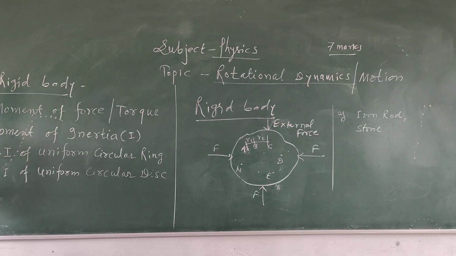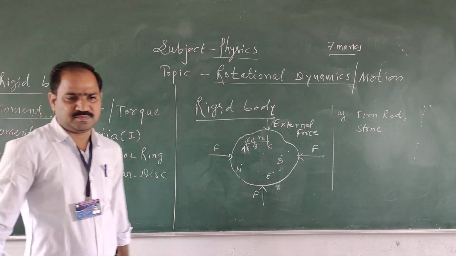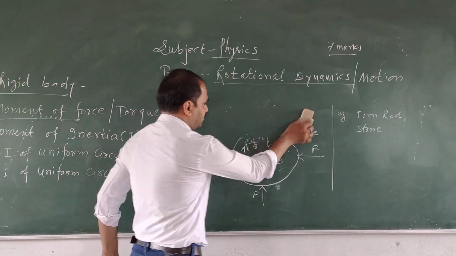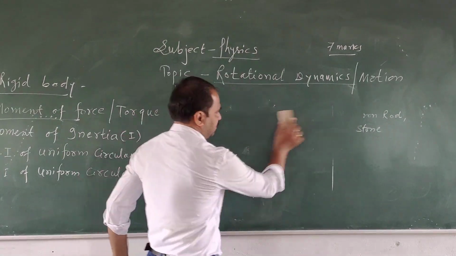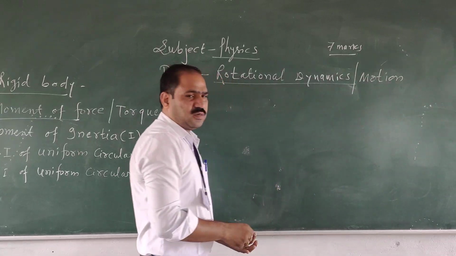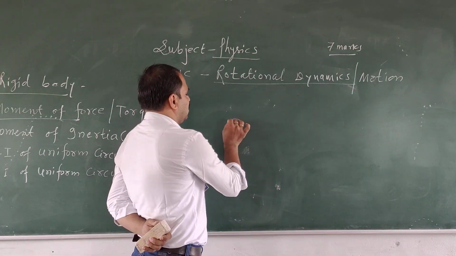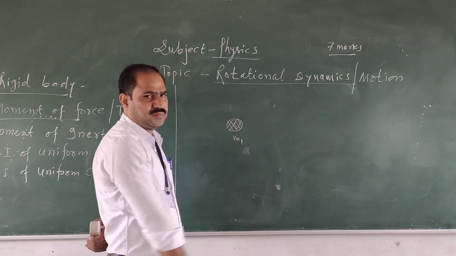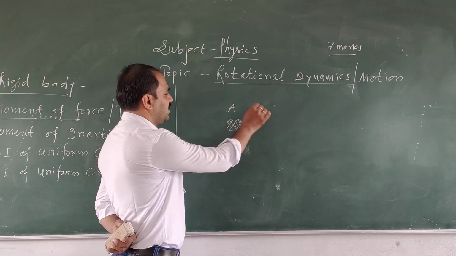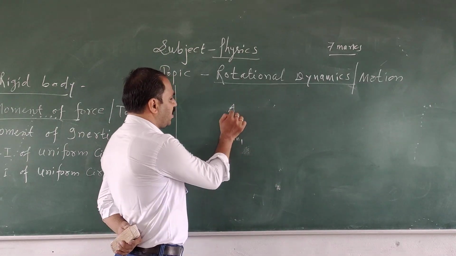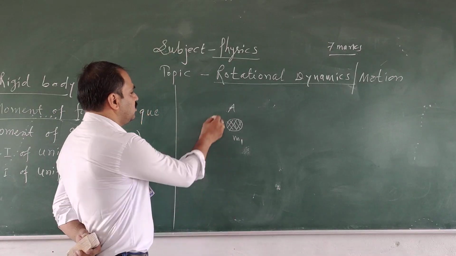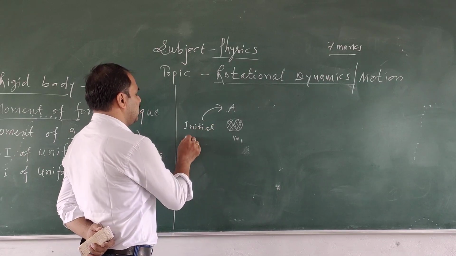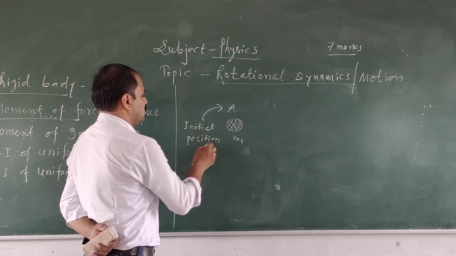Then next one is the moment of inertia. So this is the moment of force. Now here, when the force is applied on the body in a straight line path, suppose we consider a body having some mass m1. This body is initially at the point A, meaning this point A is the initial position of the body.